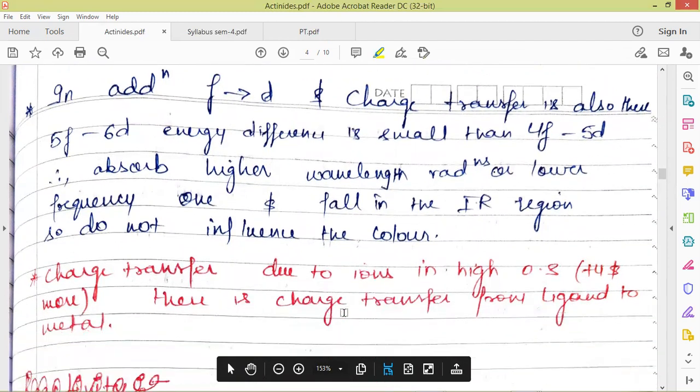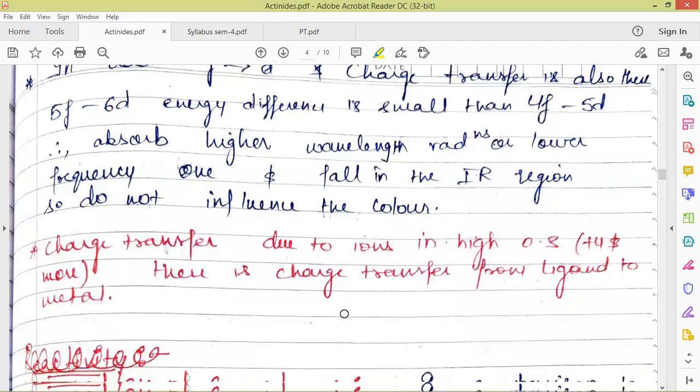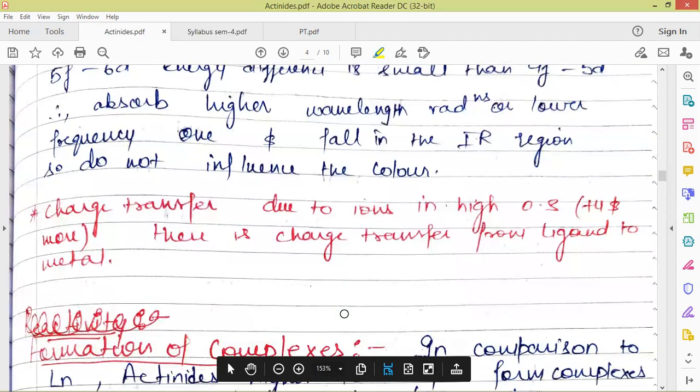And in addition, charge transfer complexes are there. Again, because these actinides are highly charged, +4 complexes are also there. So there is definitely ligand to metal charge transfer, and color is related to those also.